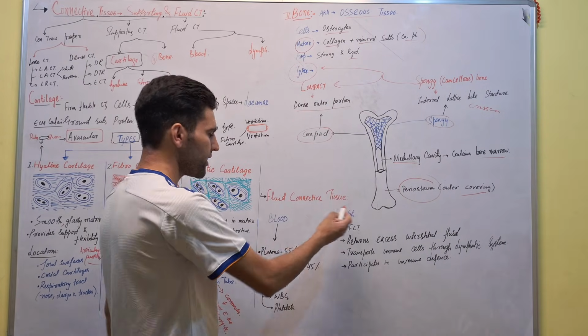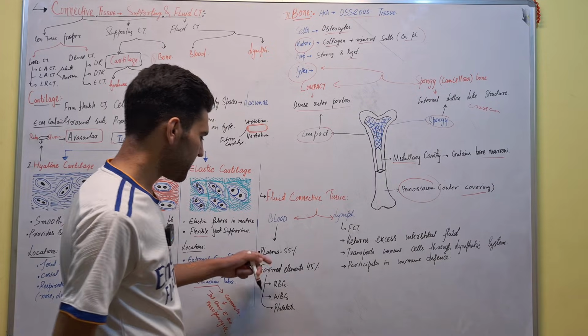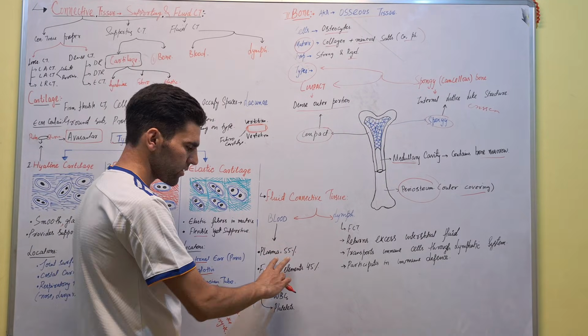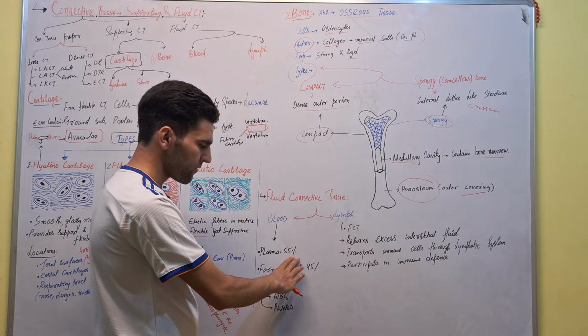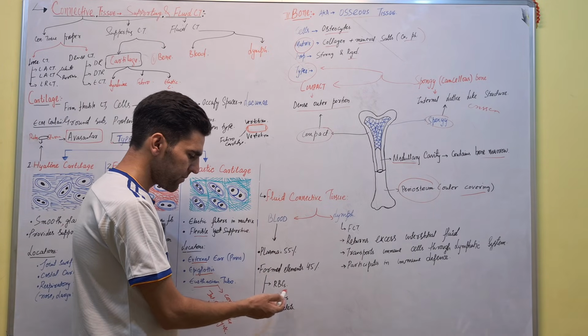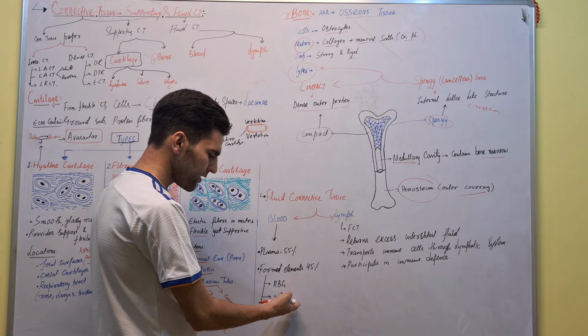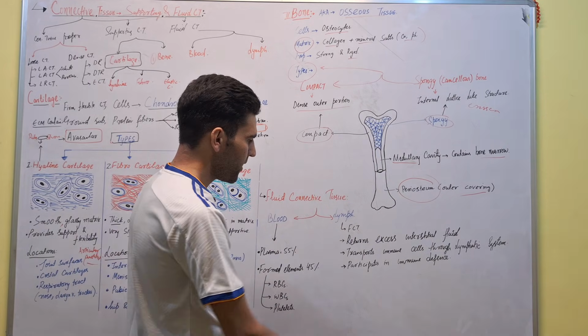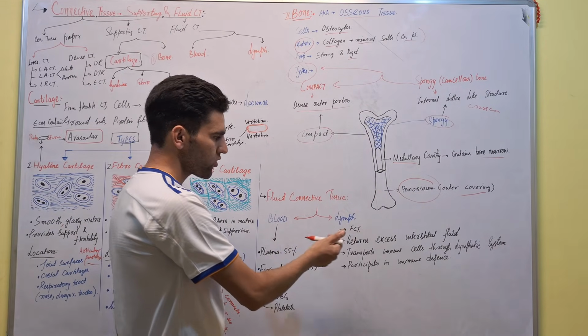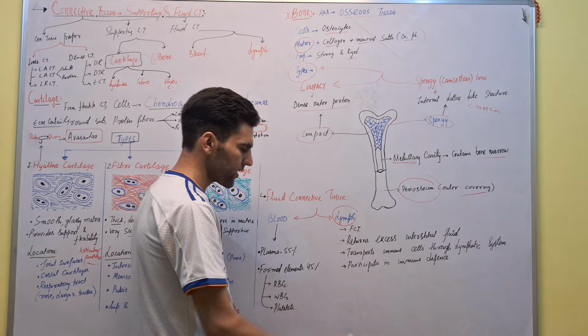Then coming to the fluid connective tissue. In fluid connective tissue we have two main tissues, that is blood and lymph. Blood consists of two main components, that is plasma 55% and formed elements 45%. In formed elements we have RBCs, WBCs, and platelets, that is erythrocytes, leukocytes, and thrombocytes. Then we have the second type of fluid connective tissue, that is lymph. So lymph is also a fluid connective tissue.